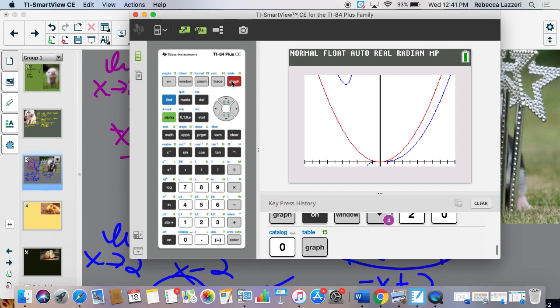Let's see if there's anything else I want to do. There's a good end behavior one on 22. I may have done that one for you. I don't remember. It's a blur. So let's do 28.